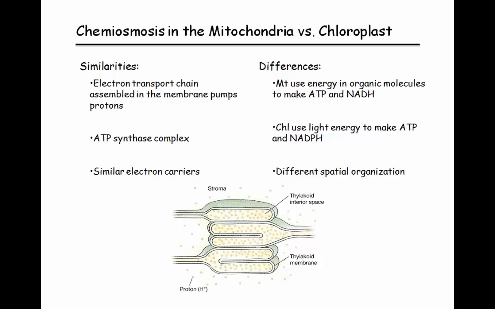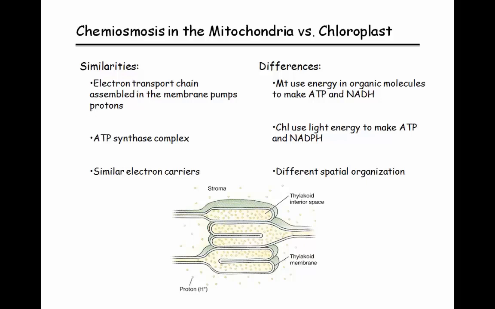Now, as far as the differences are concerned, the mitochondria get the energy for powering their chemiosmosis from organic molecules. That specifically, in the example we looked at, came from glucose. But it could come from other food sources. So it could come from proteins, it could come from fat molecules, steroids for that matter, but it's coming from an organic molecule, chemical energy.